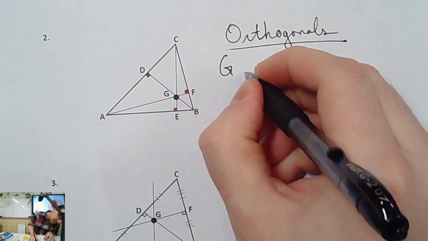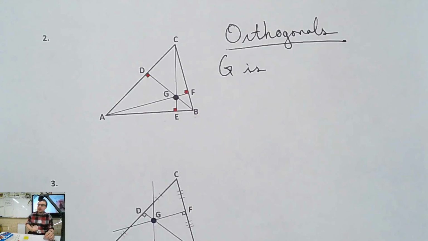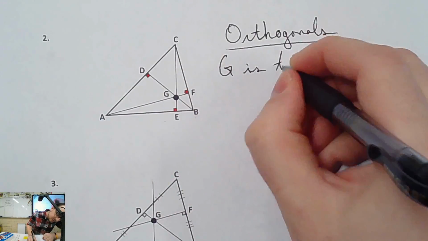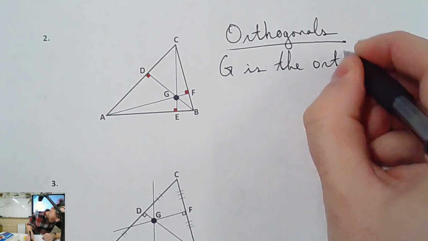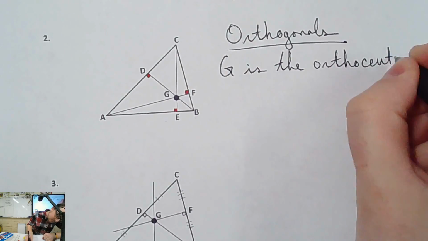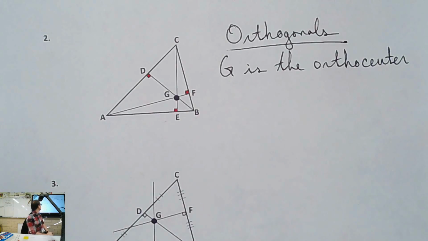G is a center. We call this the orthocenter. Why is it called the orthocenter? Because it's the center of the orthogonal, you silly goose.